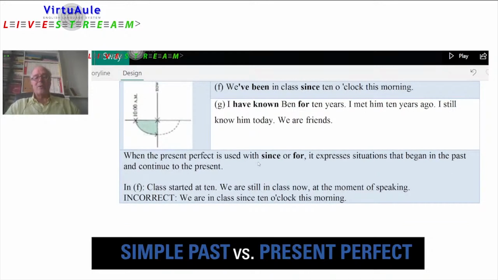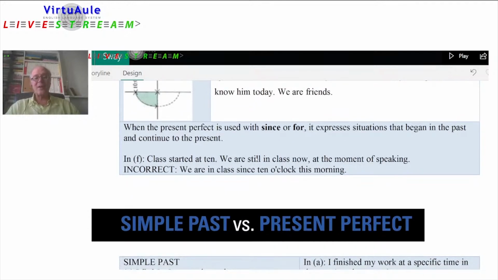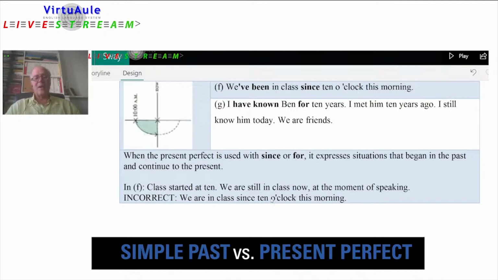When the present perfect is used with since and for, it expresses situations that began in the past and continue to the present. Class started at 10. We're still in class at the moment of speaking. We are in class since 10 o'clock this morning is not a good sentence because we are is the present tense. I cannot use since with the present tense. It's just not compatible.